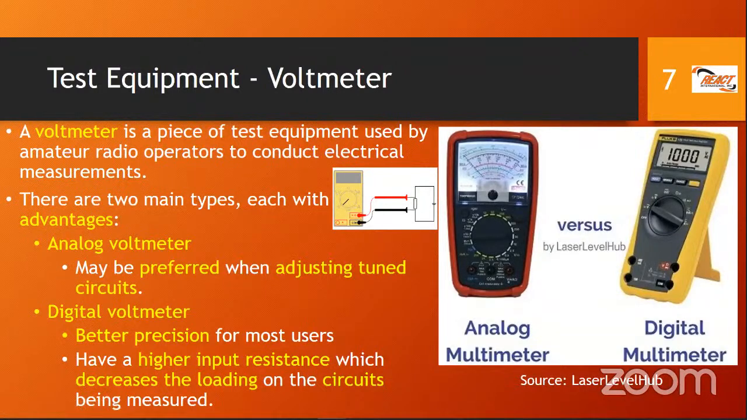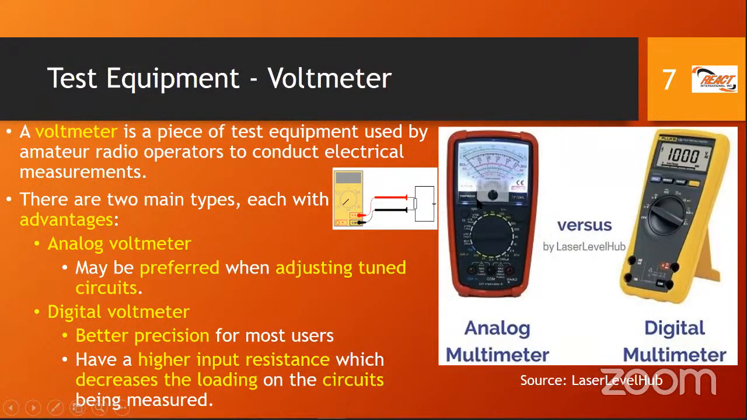So, we are at the point where we are going to discuss some test equipment. And the test equipment that we are going to talk about first of all is called the voltmeter. But what exactly is a voltmeter? On the right hand side, we have a couple of examples of what it looks like. Now, sometimes you may hear people talk about a VOM. They may call it a multimeter and so on. But for the purpose of our exam, we are calling it a voltmeter.